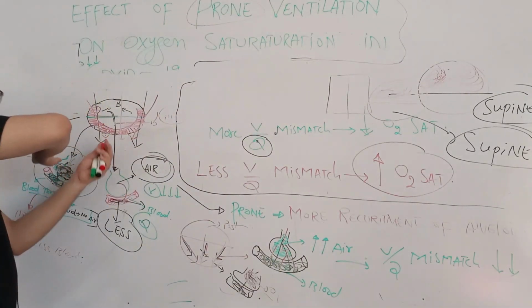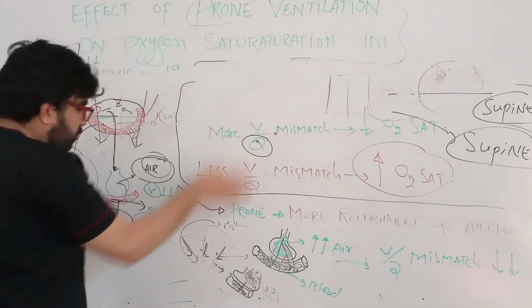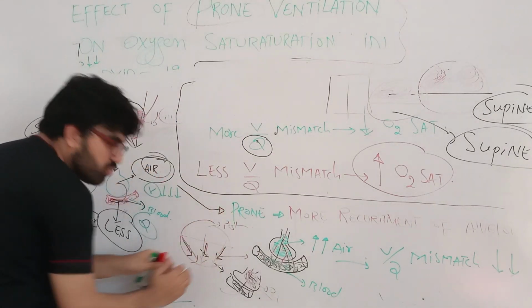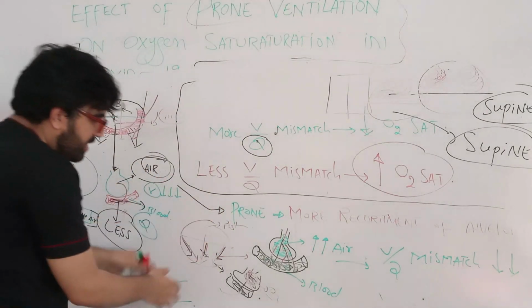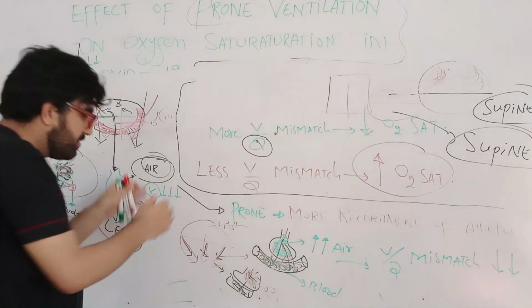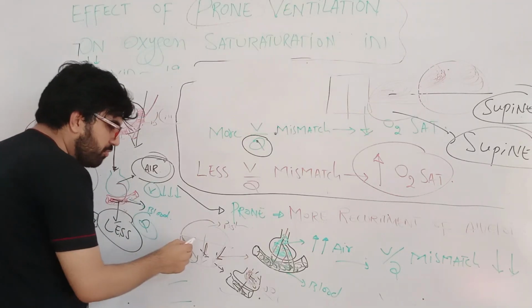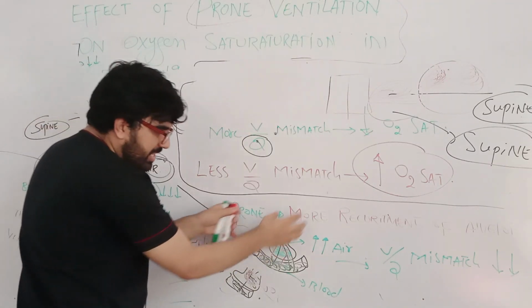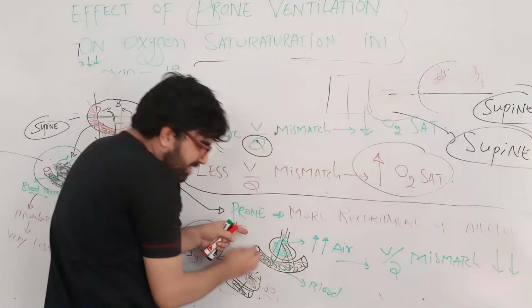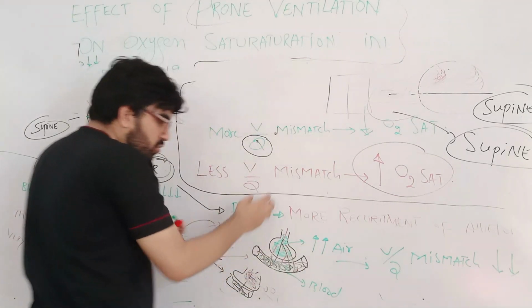Now what happens if we rotate this patient to the prone position? In prone position, what happens? All the blood comes toward the anterior aspect. So the blood is shunted toward the healthy alveoli. In the anterior aspect, we were having healthy alveoli. There was air coming toward the healthy alveoli, and the blood is also coming to these healthy alveoli.